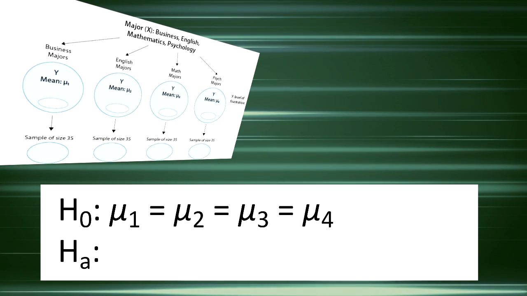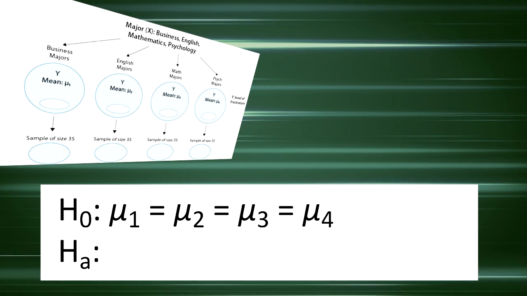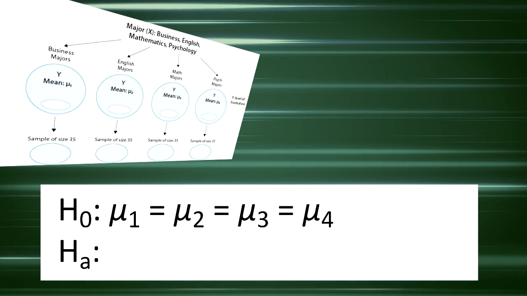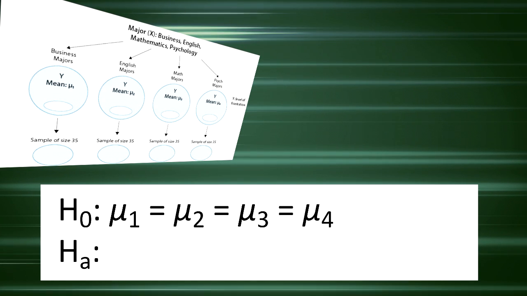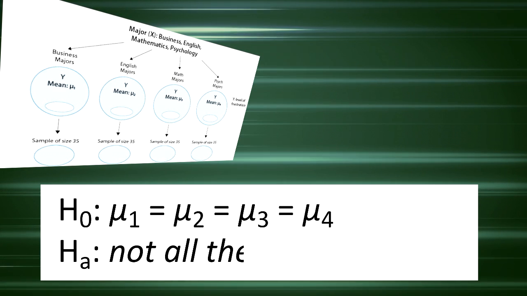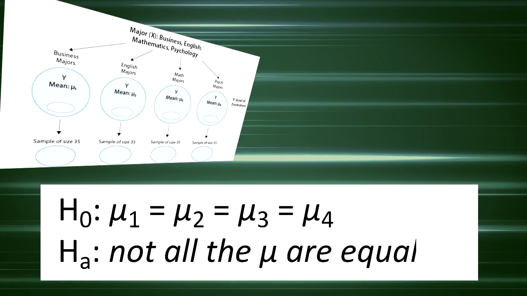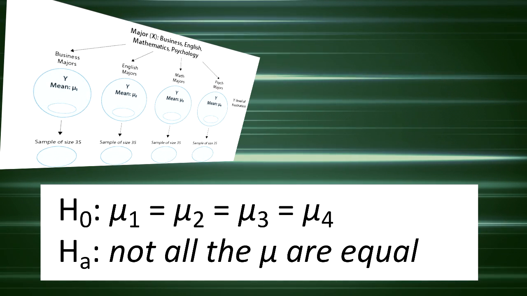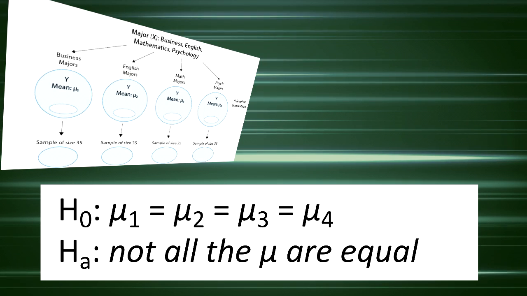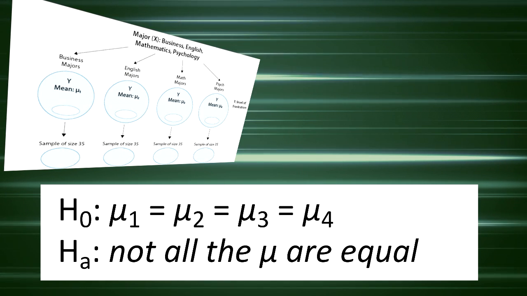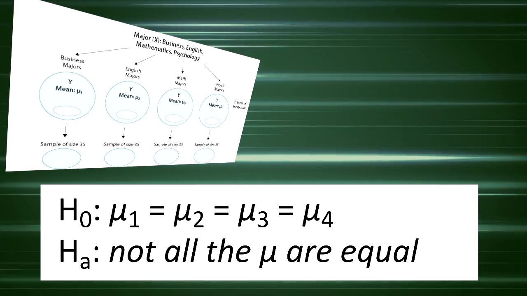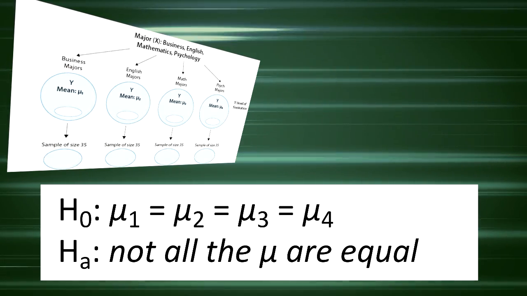In terms of the means, it simply says the opposite, that not all of the means are equal, and we simply write H subscript A, not all the population means are equal. There are many ways for the population means not to be equal. We'll talk about that later. For now, let's think about how we would go about testing whether the population means are equal.